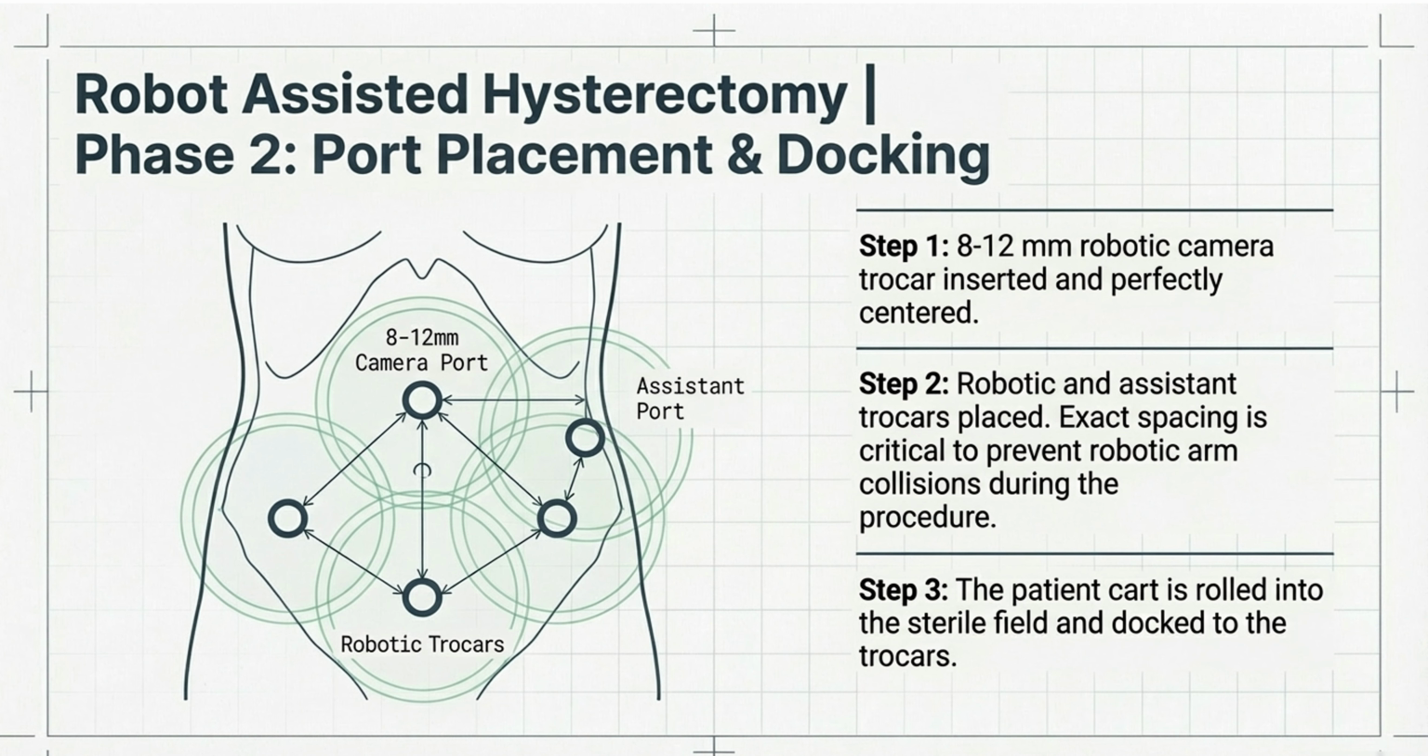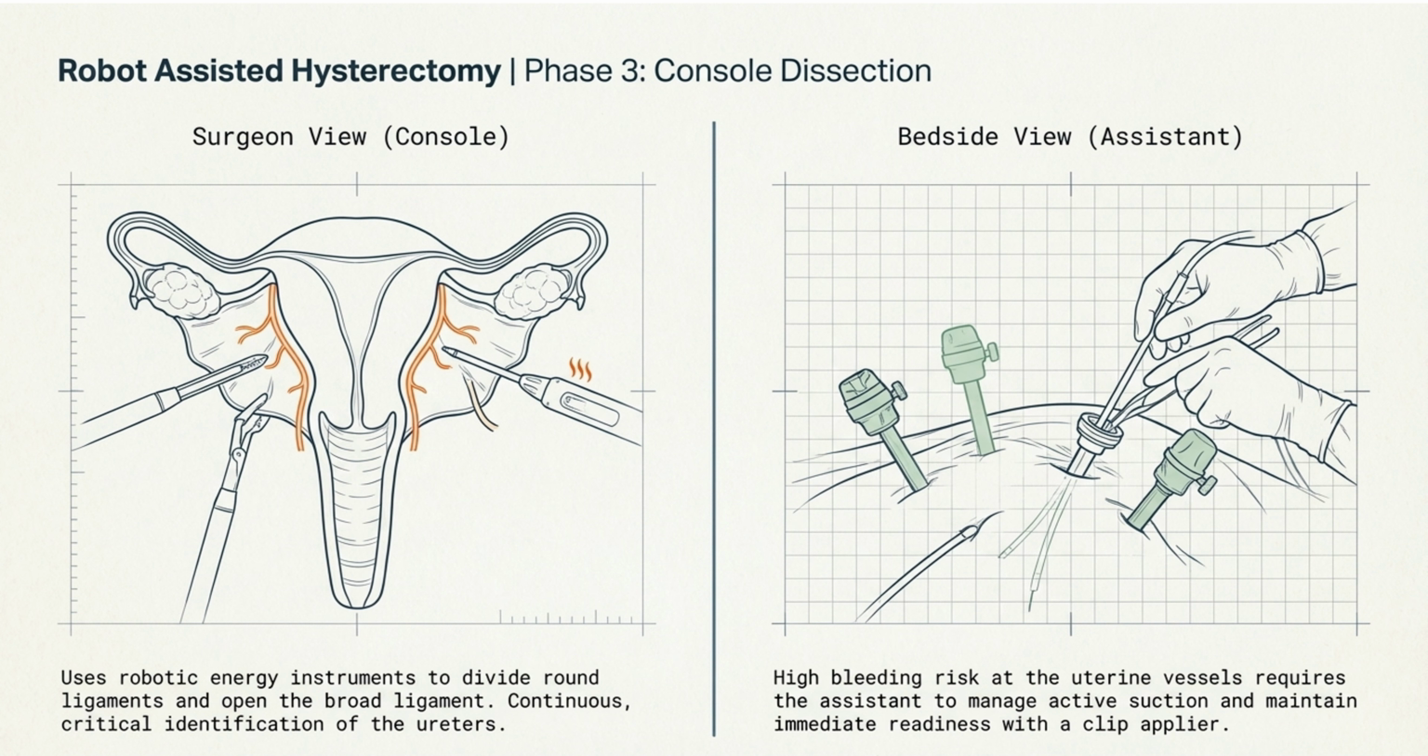Ports are placed carefully to allow optimal robotic arm movement. Proper spacing is critical to avoid instrument collisions. The patient cart is then docked to the trocars. Accurate placement ensures smooth workflow throughout the surgery.